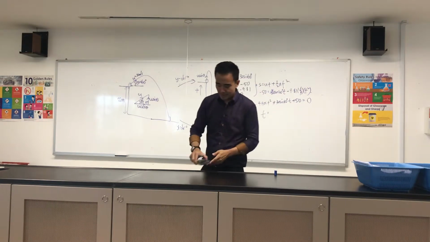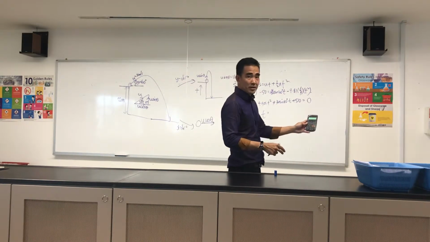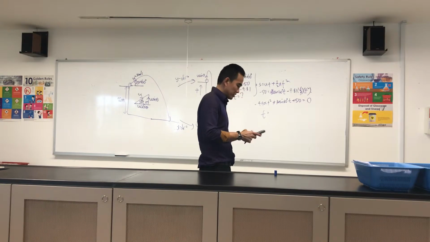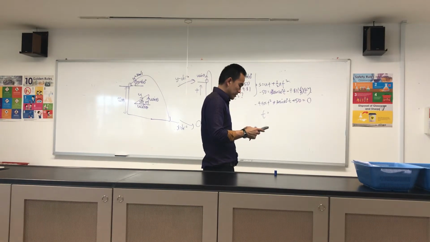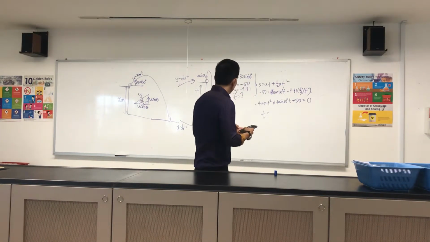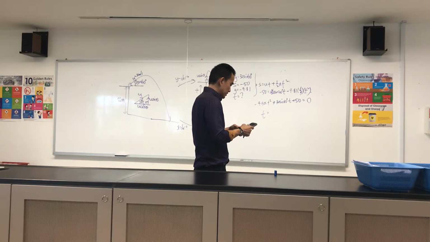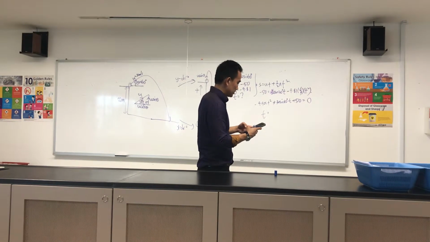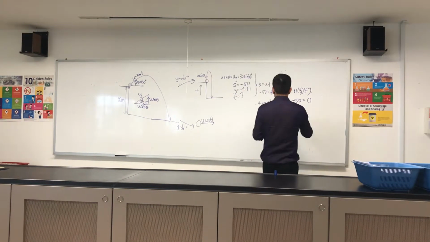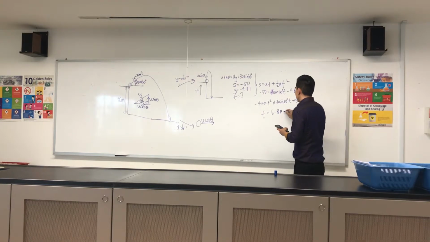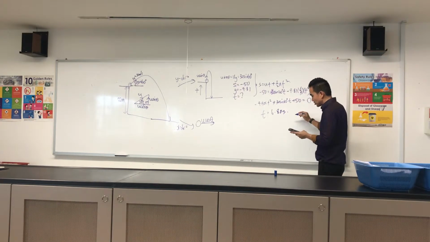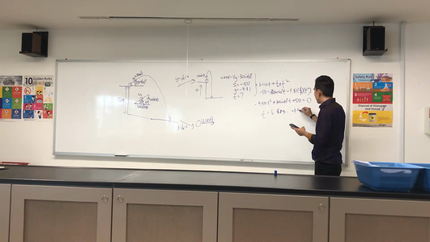Let's try it now. I hope you know that this calculator has a mode which is to solve the quadratic equation. So minus 4.905, 30 times sine 60, and 50. And you're going to get two solutions. We'll talk about the meaning of the two solutions, but I'm going to take 6.8 seconds. The other solution would be minus 1.5 seconds.